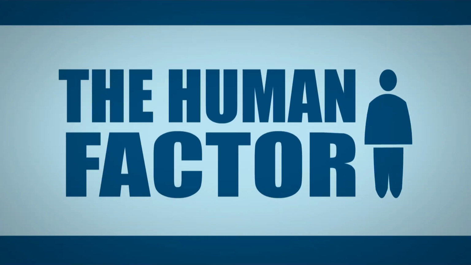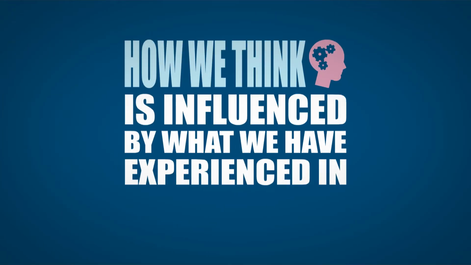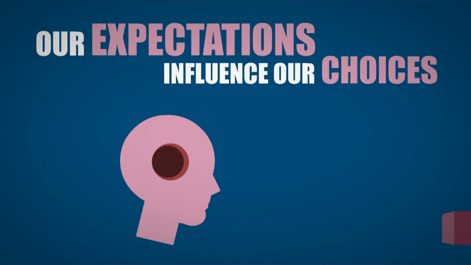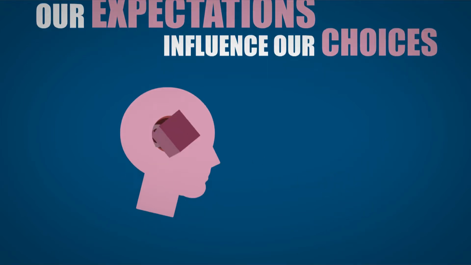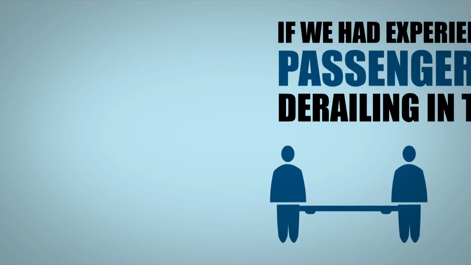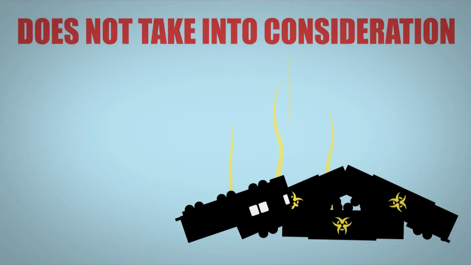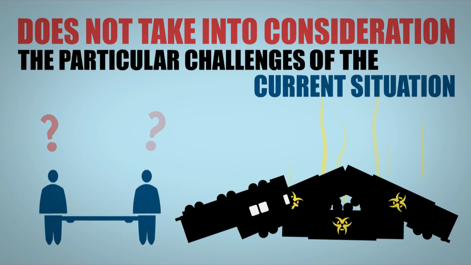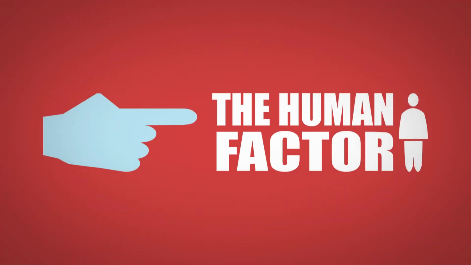First, the human factor. How we think is influenced by what we've experienced in the past. We apply what we already know to new situations. Our expectations influence our choices and can prevent us from understanding the unique characteristics of a particular incident. For example, if we had experience with a passenger train derailing in the past, we might try to apply what we learned from that disaster. This might in turn activate a plan that doesn't take into consideration the particular challenges of the current freight train situation. In order to address the human factor, leaders and decision makers should remember the following.